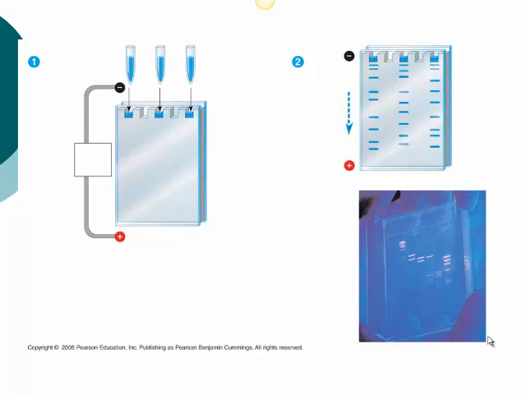If you look at figure 2, you'll notice that there's a bunch of different size pieces. The larger pieces do not move as far during the same amount of time, and they will all move from the negative end to the positive end, because the DNA is negatively charged and it is attracted to the positive end. And then we can look at it with the UV light.